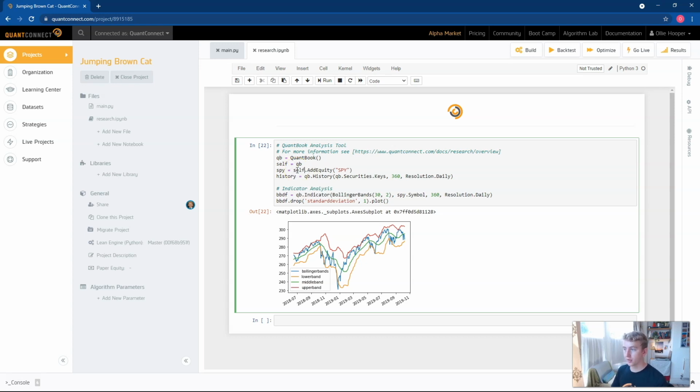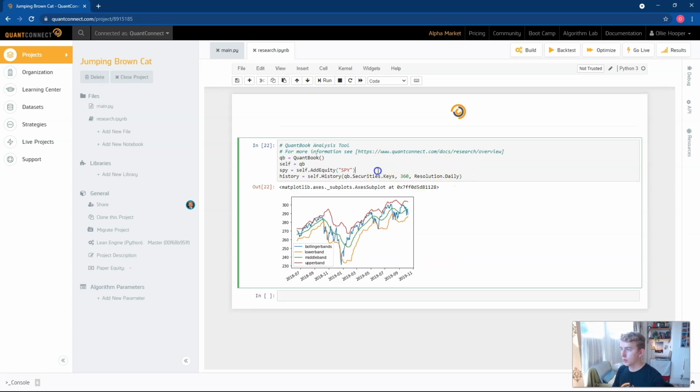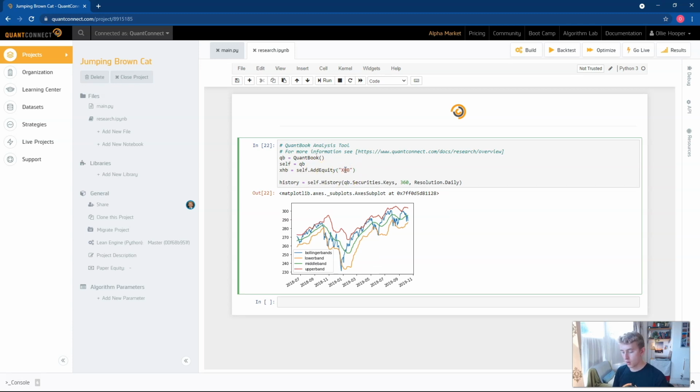So here we can actually change this to self.add_equity and self.history and self.indicator. However, we're not actually going to be using these here, and we're instead going to be creating two equities. So first we're going to have the S&P Homebuilders Index, which is XHB. There we go. And then we're also going to be using WOOD, which is an ETF of timber companies, which will be higher up in the supply chain for home building. So self.add_equity WOOD.